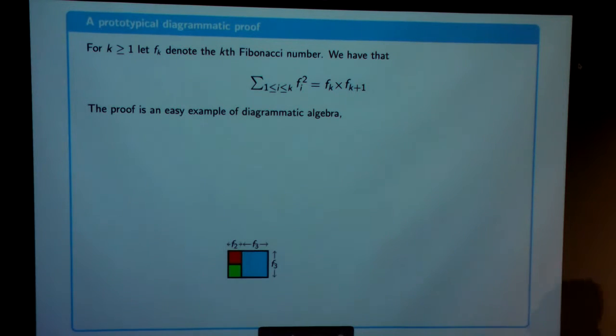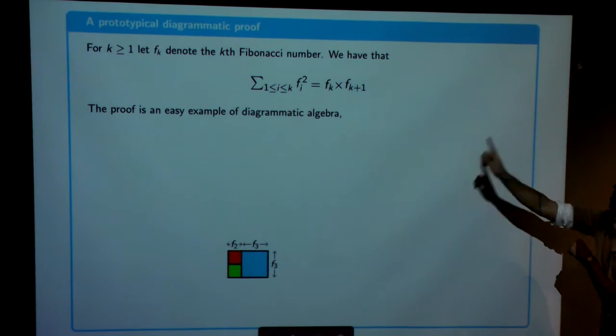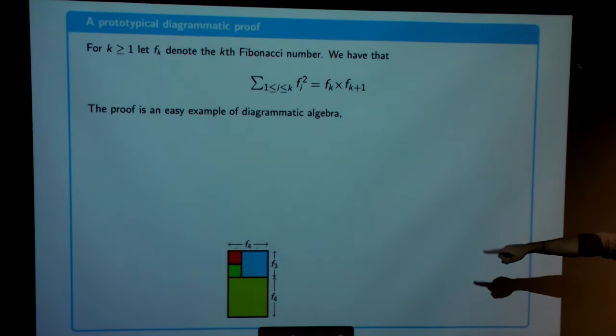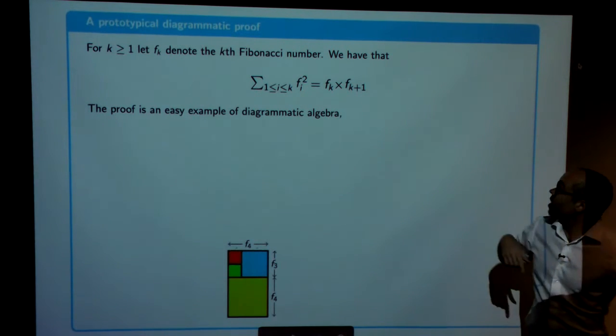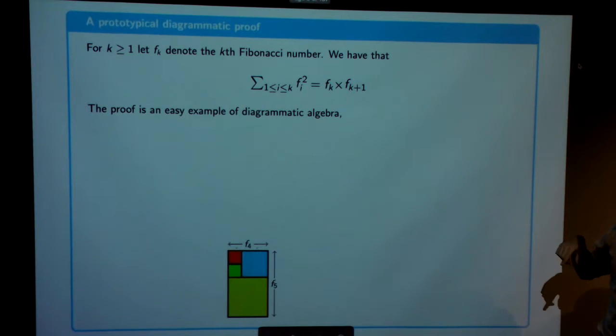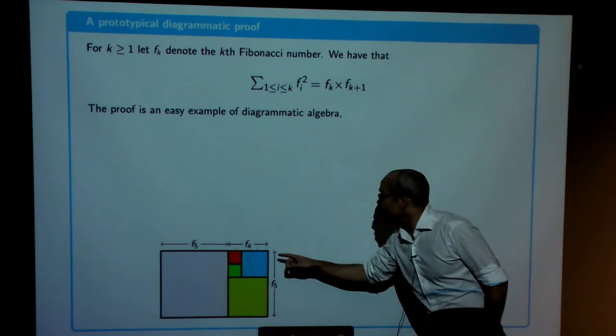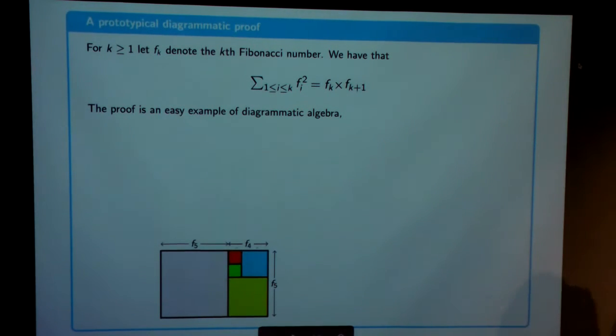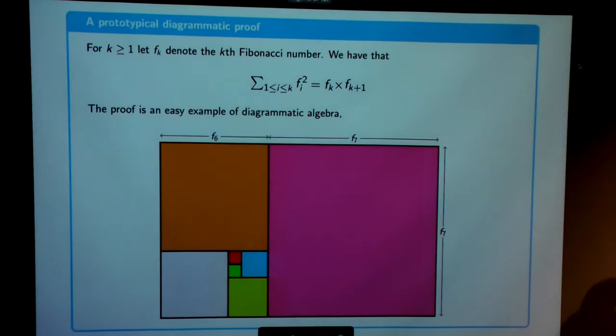And how does it work? Well, you draw the squares on the left-hand side to make the rectangle on the right-hand side. And the only bit about the Fibonacci numbers you're using is that you arrange these squares in such a way that the sizes of these things add up to the next Fibonacci number. For example, if you look at five Fibonacci numbers, I've arranged them so that F4 and F5 are next to each other, and so they sum to be F6.